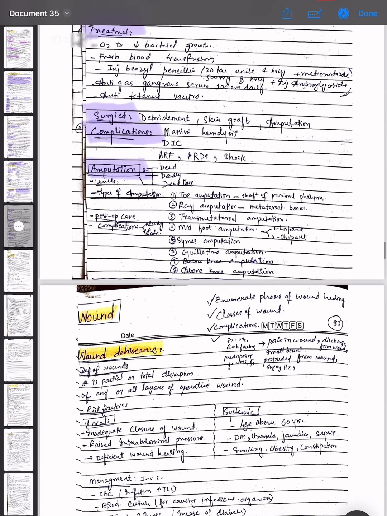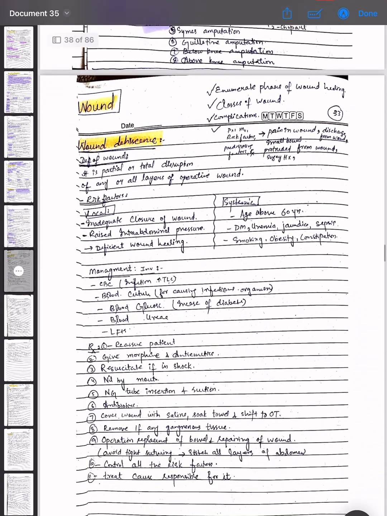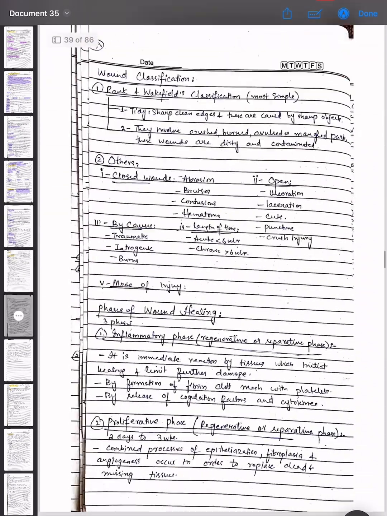Then we discussed what is amputation. What are the types of amputation? What is the post-op care? What are the early and late complications of amputation? In the next section, we will discuss the chapter on wounds, and then we will discuss the chapter on chronic ulcers.